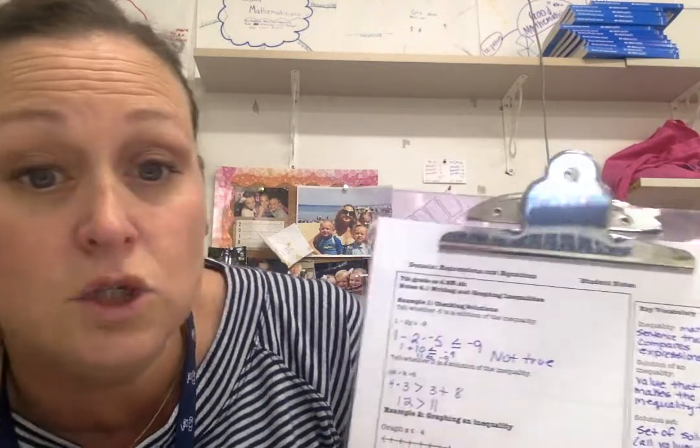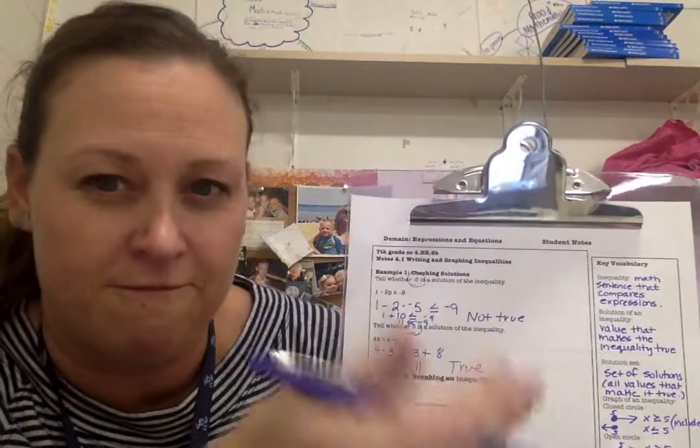In the second one, 4k is greater than or equal to k plus 8, and I'm saying, is k 3? So I substitute. 4 times 3 is greater than or equal to 3 plus 8. Is 12 greater than 11? It's true. Therefore, 3 is part of the solution set. Compared to number 1, when evaluated, -5 is not a solution. So you will be expected to evaluate parts of the inequality to see if that solution is true or not.